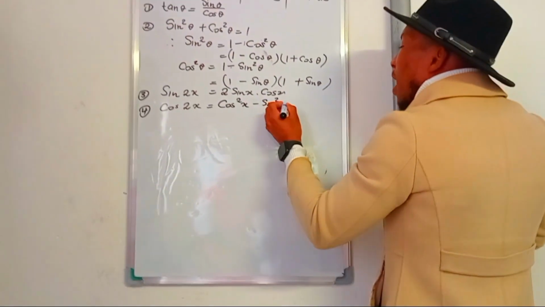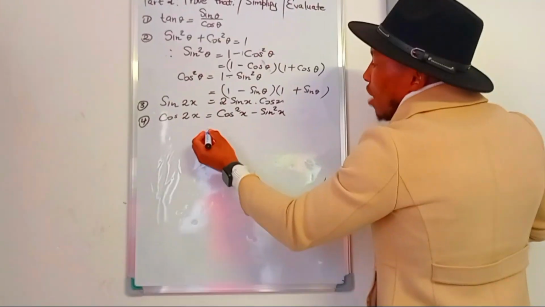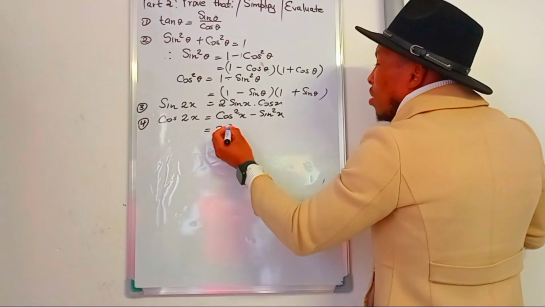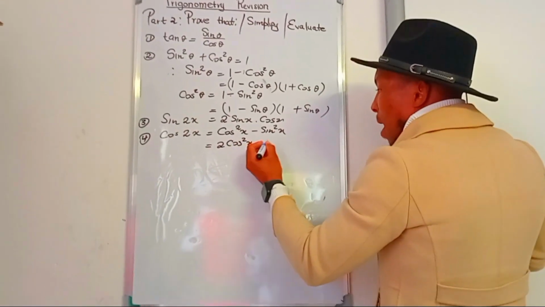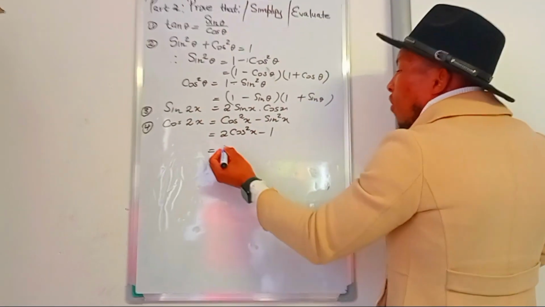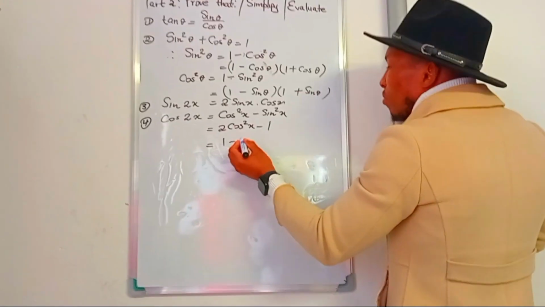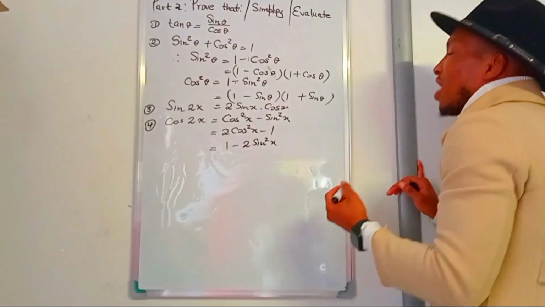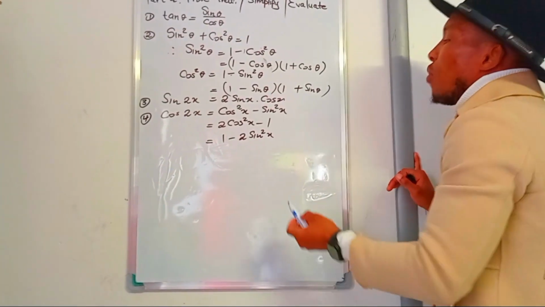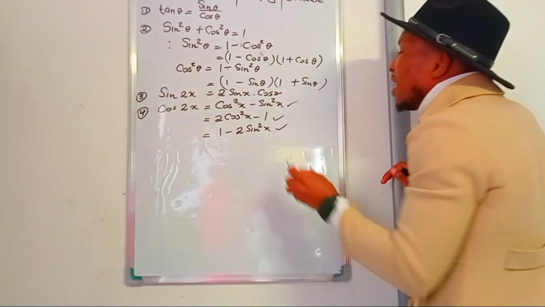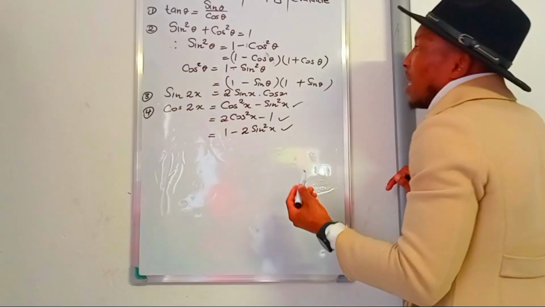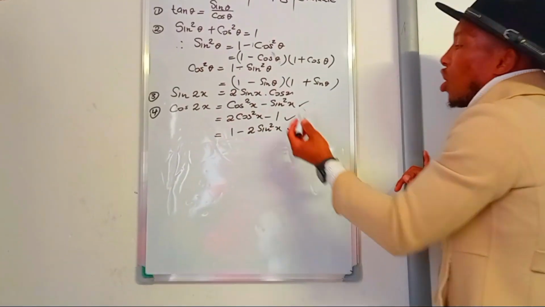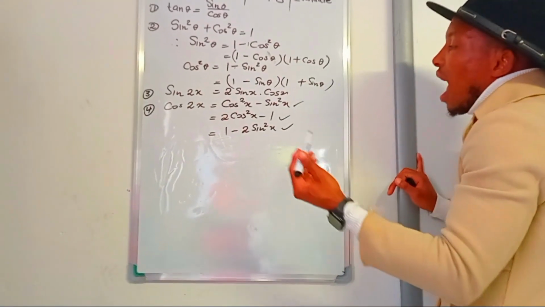Sine squared x, okay? Therefore, we also have 2 cos squared x minus 1, and also 1 minus 2 sine squared x, okay? Therefore, here we need to know which identity we normally use when you're just doing proofs, because these 3 identities are equal, okay?